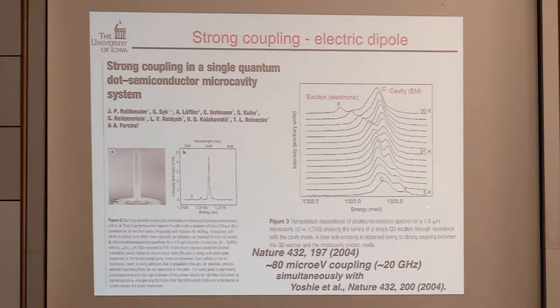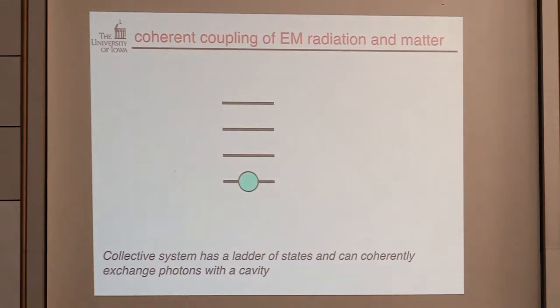As you change the temperature of the system, you see the cavity mode doesn't really change its position at all, but the exciton mode changes because it's a solid state system. The lattice constant changes, and as a result, the transition energy changes. So this moves through, and by looking at the splitting as a function of temperature, you can measure the mixing, which is on the order of 20 gigahertz, which is a nice amount.